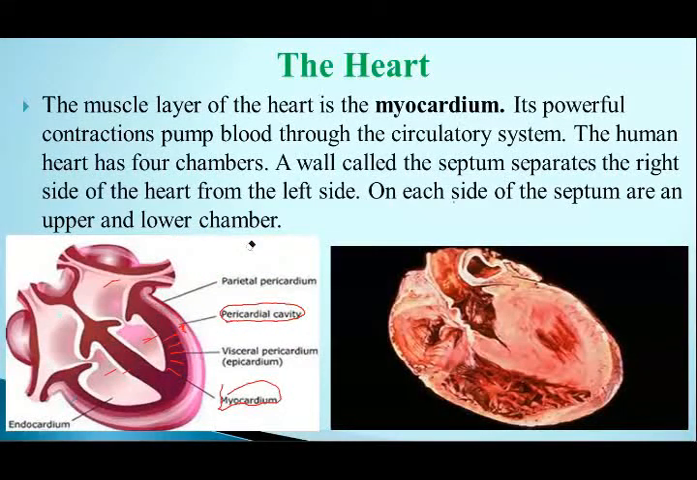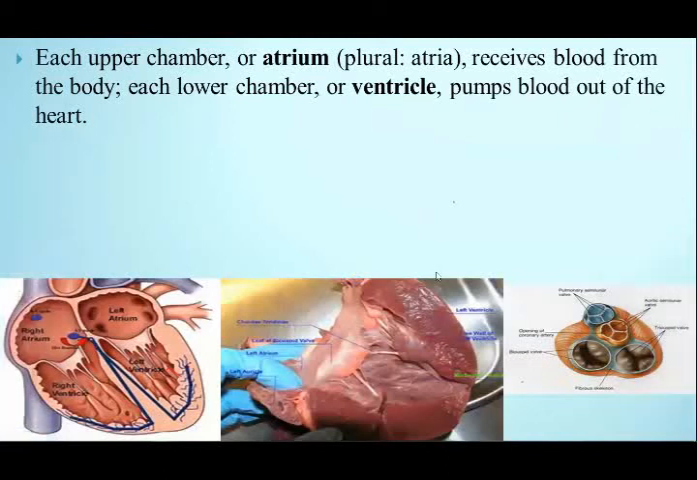We are going to look into the same thing in more detail in the upcoming slides. So let's look into the next one. This will give us a clear idea about it. Each upper chamber is called an atrium. Please remember, the plural is atria, and they are the receiving chambers of the heart. Each lower chamber is called a ventricle, and they pump the blood out of the heart.